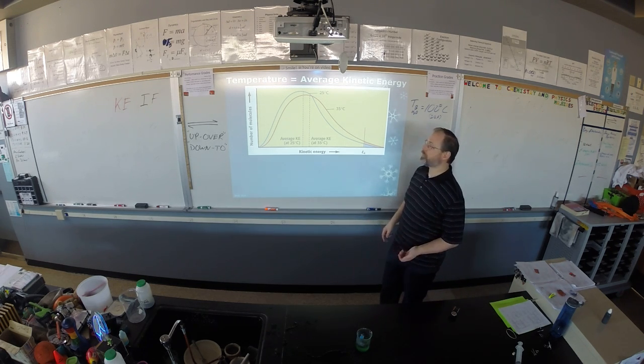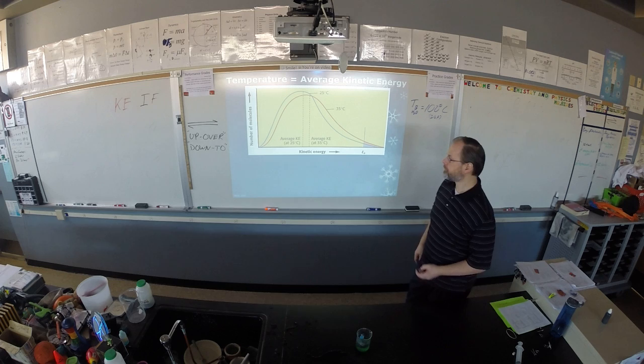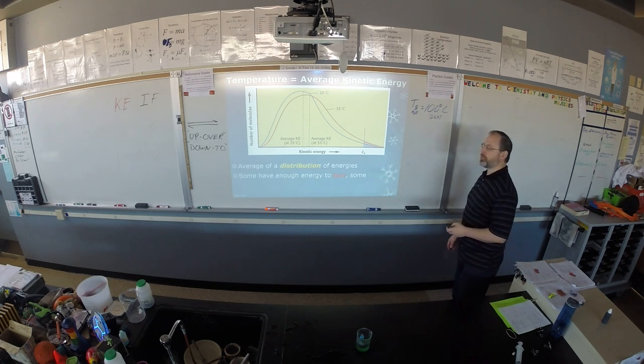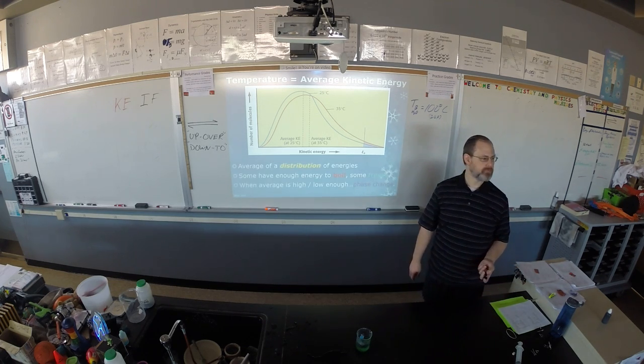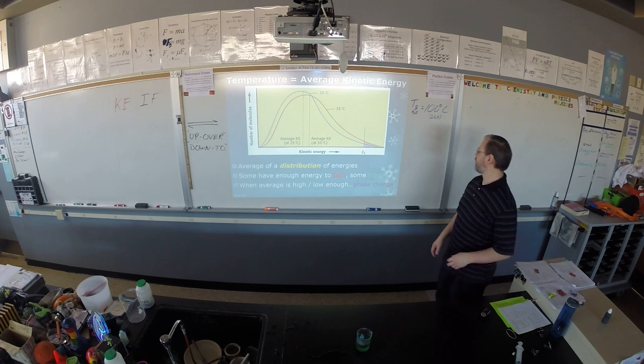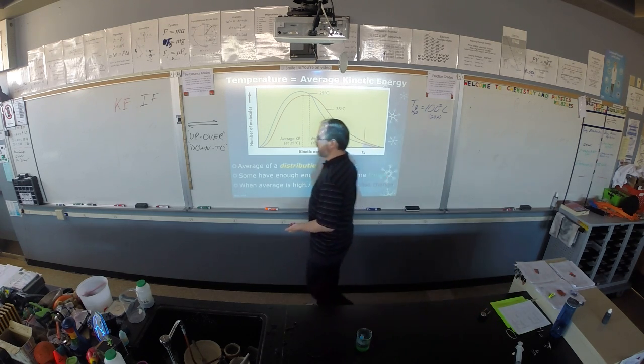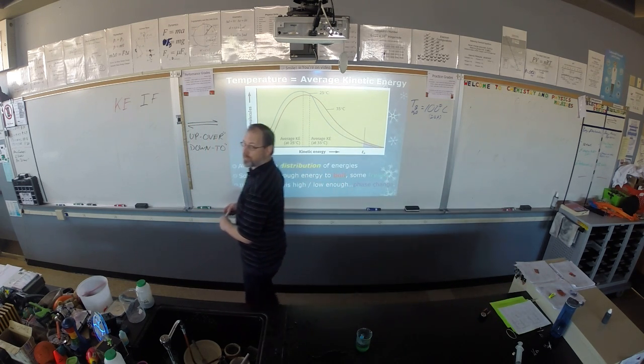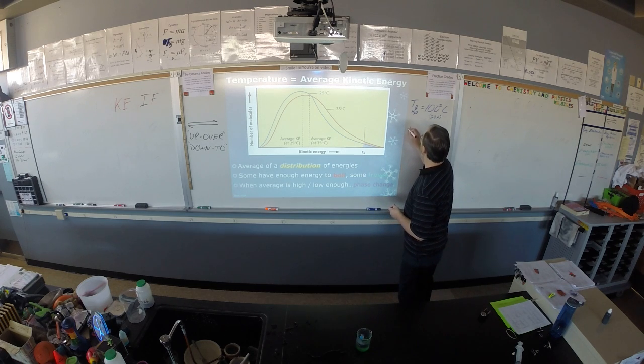So this is a temperature distribution. Distribution is just a fancy way of saying average. Okay? So when we learn temperature, we learned that temperature is an average of the kinetic energies, right? So we learned that temperature is the average kinetic energies of particles.